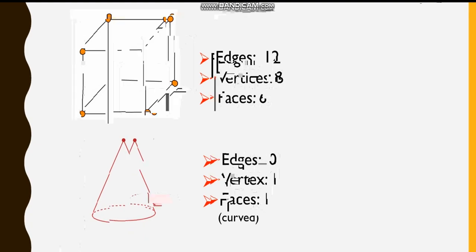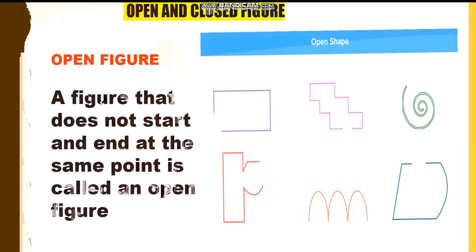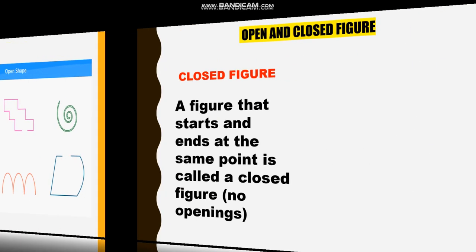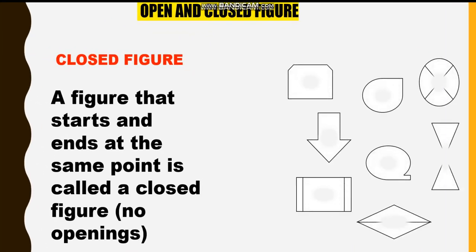Our next topic is open and closed figures. An open figure has its starting point and ending point at different places, because if it is joined, that will be a closed figure. Can you see the pictures? None of the pictures have the points at the same place. Then the next one, closed figure. A figure whose starting and ending points are at the same point, we can say that is a closed figure. So there is no opening. Can you see the things here?